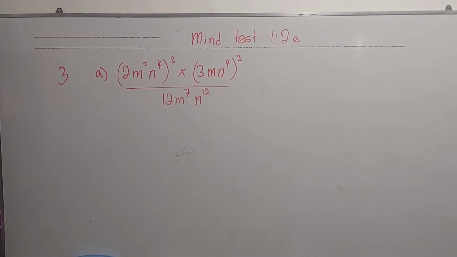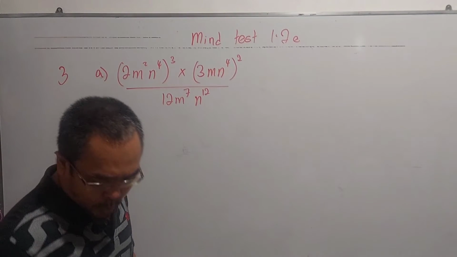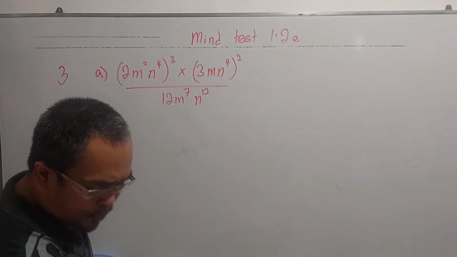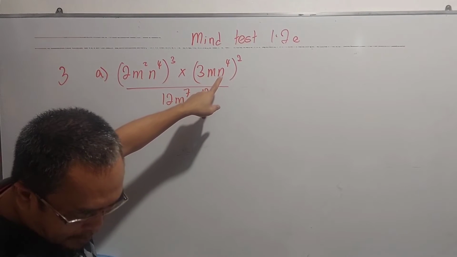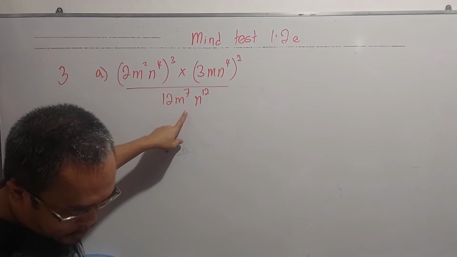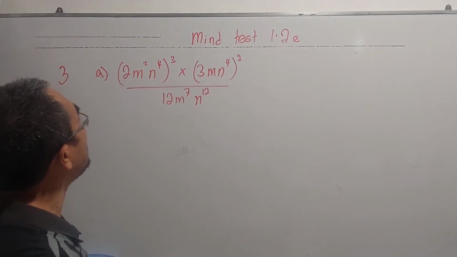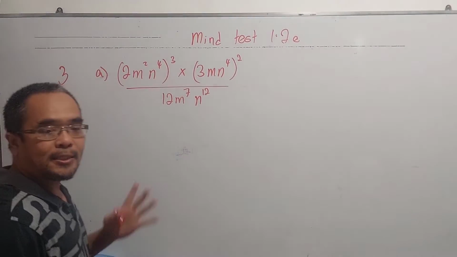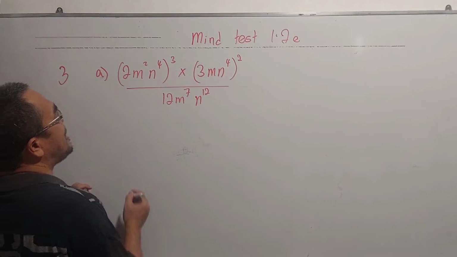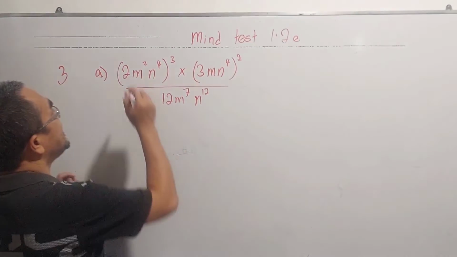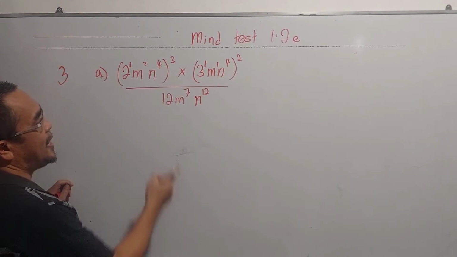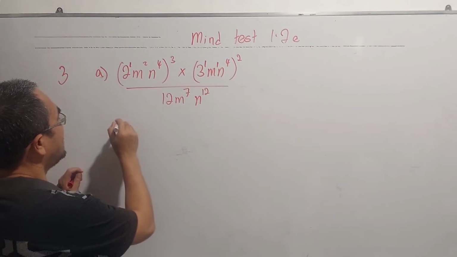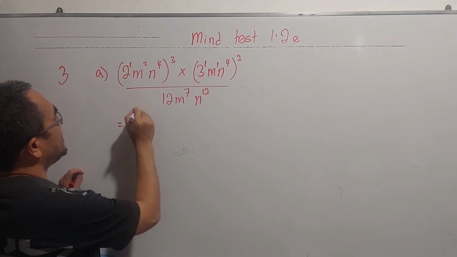Okay, so look at question number 3a. 2m to the power of 2, n to the power of 4, all to the power of 3, and then 3mn to the power of 4, to the power of 2, and 12m to the power of 7, n to the power of 12. So it's better to write down, whichever term looks like it has no index, write down to the power of 1. Okay, except like this one, then you should make no mistakes.